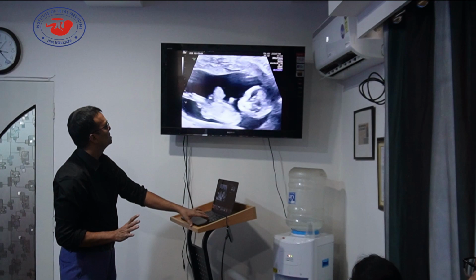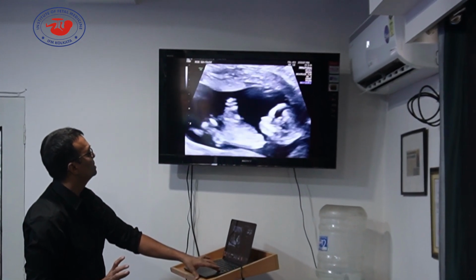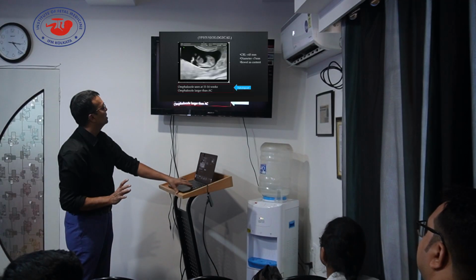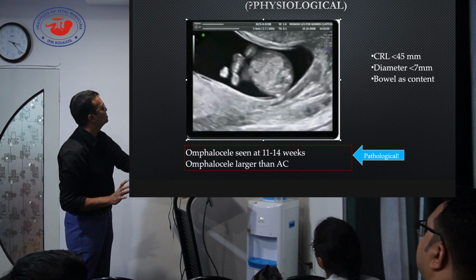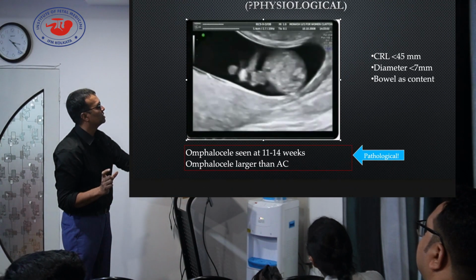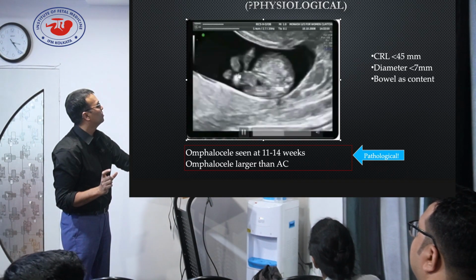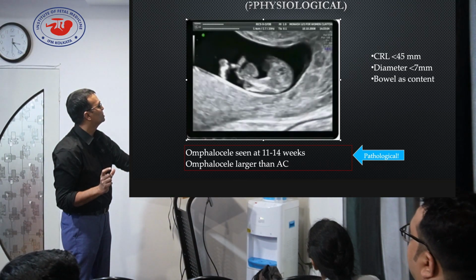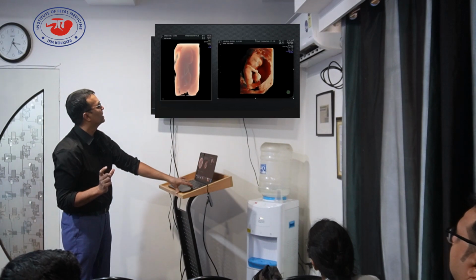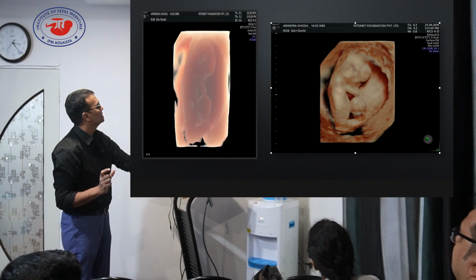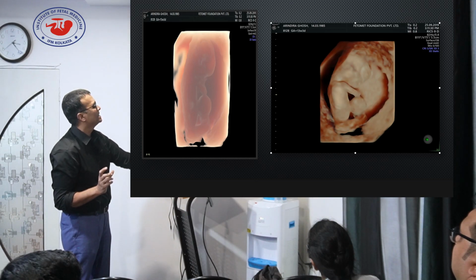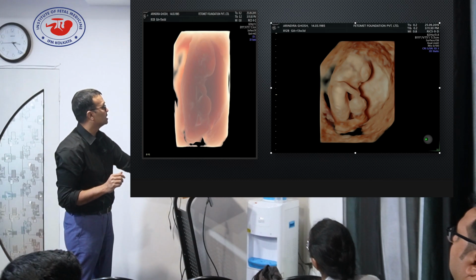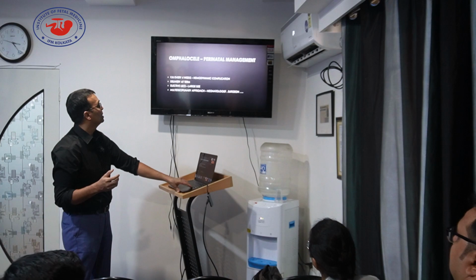This is just the incidence and theory. This is just a picture to show you how omphalocele appears. This is physiological omphalocele. If your CRL is less than 45 millimeter, the diameter is less than 7 millimeter, and there will only be bowel content, so these are all physiological omphalocele. Now this is just a 3D rendering at 13 weeks 3 days of this omphalocele. This 3D rendering does not give you any additional advantage. It's just to demonstrate the same defect which you have seen in 2D.